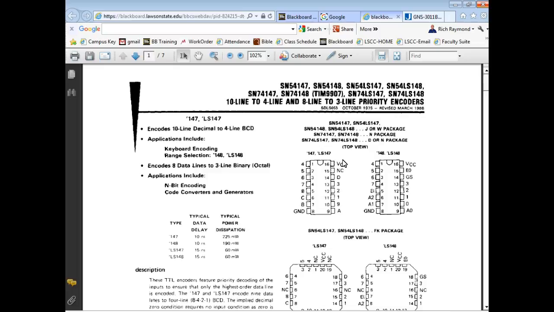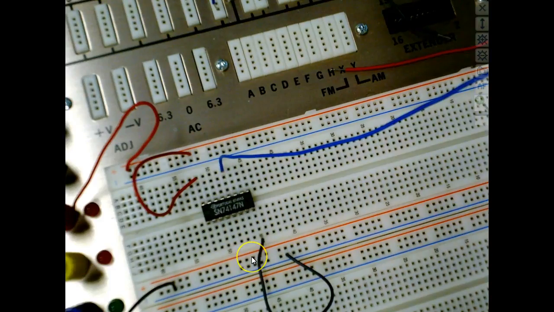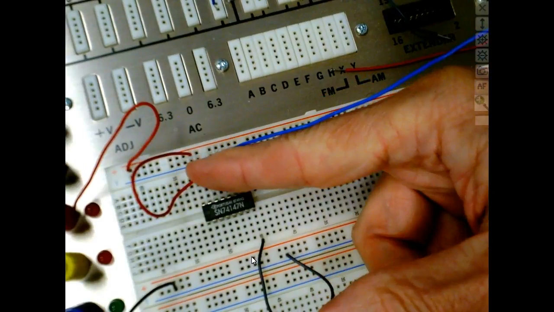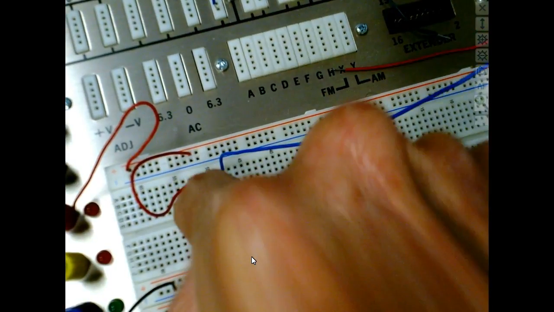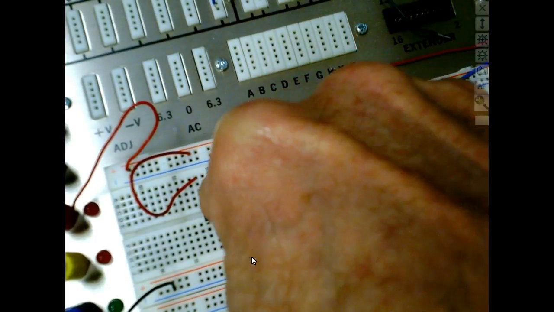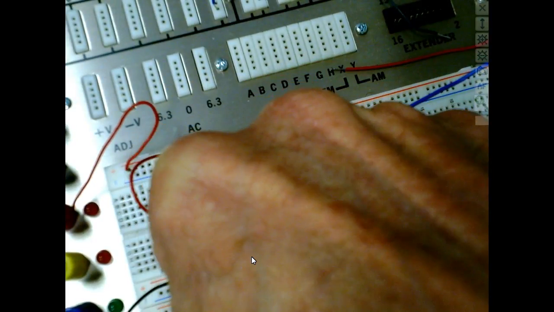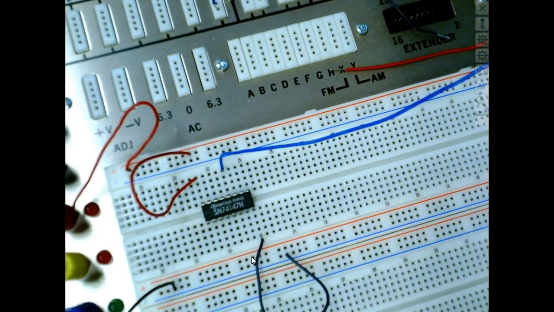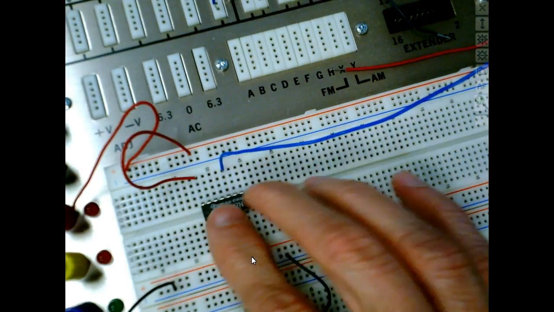Okay, so what's the number 1? What pin is the number 1 input? Okay, so 9, 10, 11. Now notice when I hook up my chips, I put the wires as far away from the chip as I can. I try to leave my chip open so if I got to troubleshoot it, I can get my logic probe into the chip and I don't have to stick it through a bunch of wires, right? That makes sense.